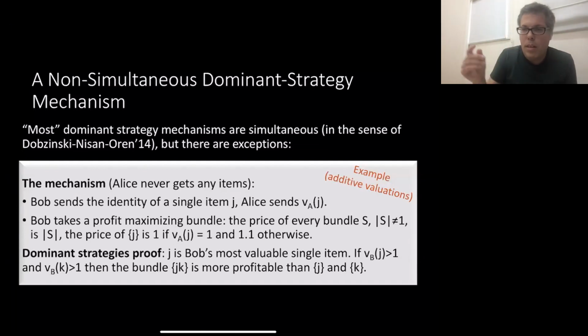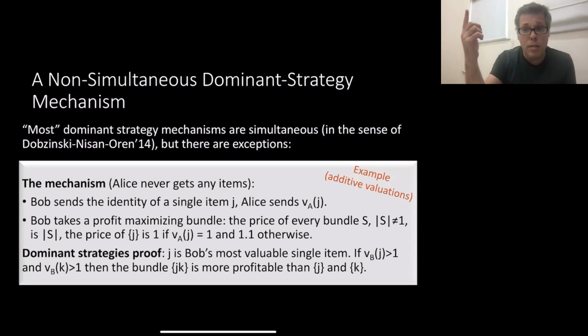Like he doesn't want to take any single item because the price of every single item is above 1. Okay, so it doesn't matter which item he sends. He's still not going to take any single item, simply because the price is higher than his value, if his value is below 1. Okay. But isn't it the case that in this case, he doesn't want to take any bundle at all? In that case, he won't. Yeah, he will prefer the empty bundle. Okay.